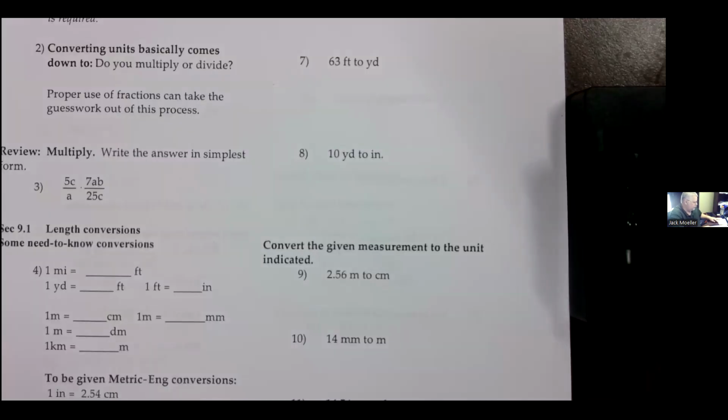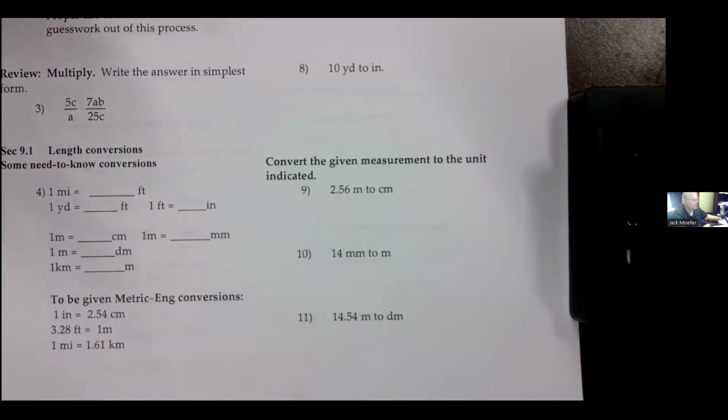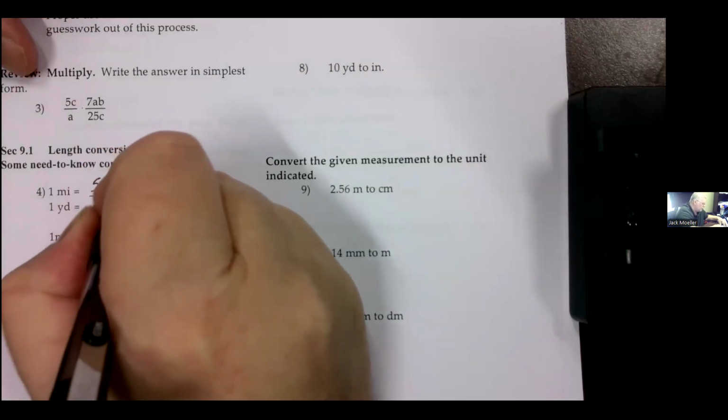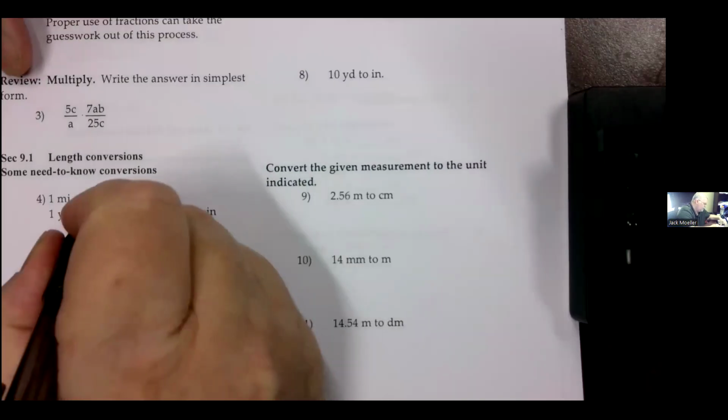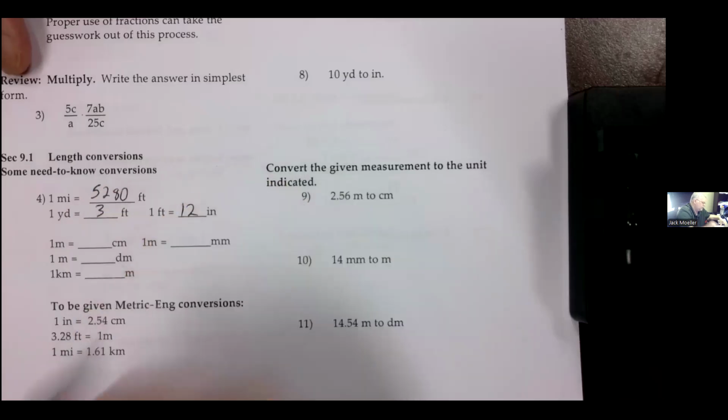Before we jump into the conversions, let's make sure we know some of our basic ones. I always ask this in every single one of my in-person classes: how many feet are in a mile? And most of the time, people might know but not speak up. Unfortunately, we don't know our whole number system very well, for the most part. But there are 5,280 feet in a mile. So there are 3 feet in a yard and 12 inches in a foot.